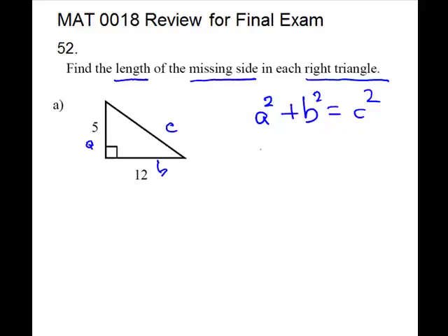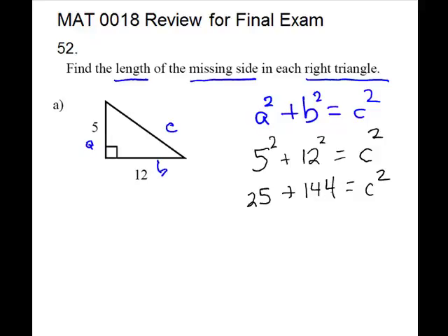So we're going to plug in what we know. So we have 5, and we're going to square it. We have 12, and we're going to square it. This is equal to c squared. Do all the math you can. So we have 5 squared is 25. 12 squared means 12 times 12 is 144 equals c squared. We'll do the math on the left-hand side. So 169 equals c squared.